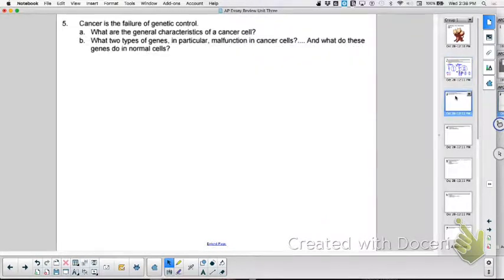Question 2. Cancer is the failure of genetic control. What are the general characteristics of a cancer cell? You could look those up. I'm not going over those with you. You're going to say things like multinucleated, not very much cytoplasm, all of that.